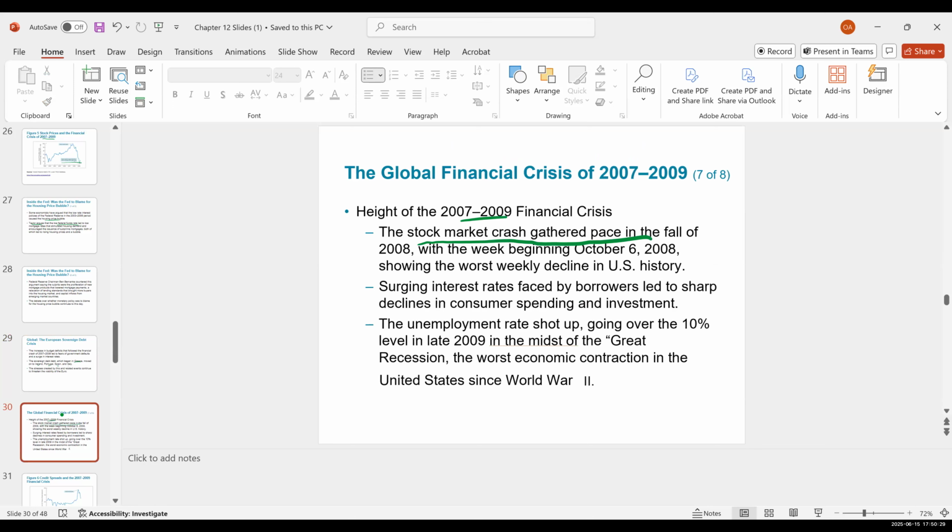So the height of the financial crisis was felt around this time. The stock market crashed, and you saw that already. Interest rates faced by borrowers led to sharp declines in consumer spending and investment. Unemployment in the United States peaked at 10%. In some countries in Europe it was a lot worse.